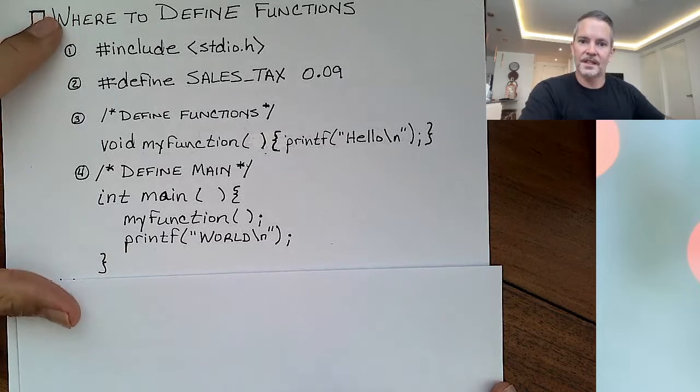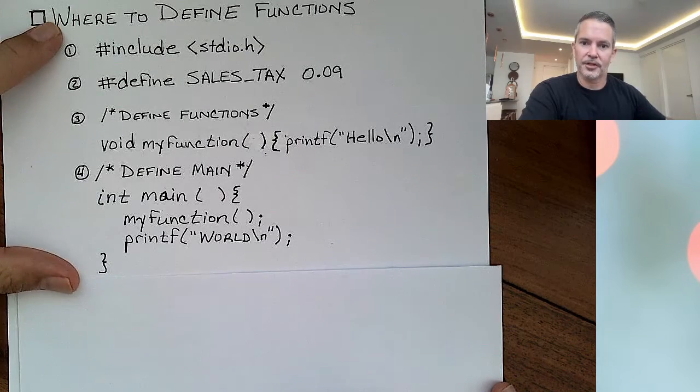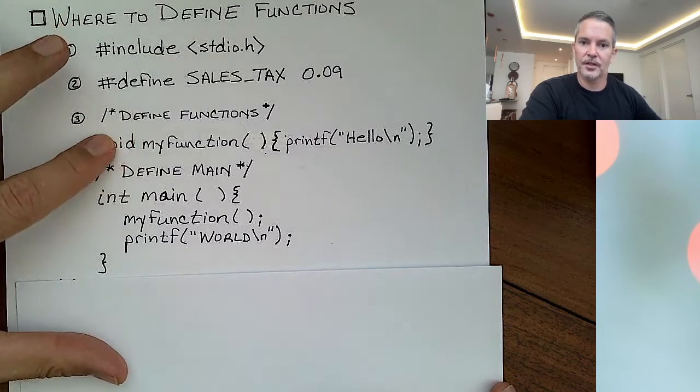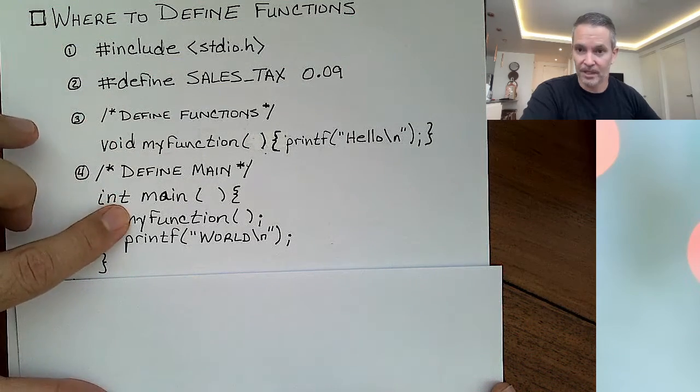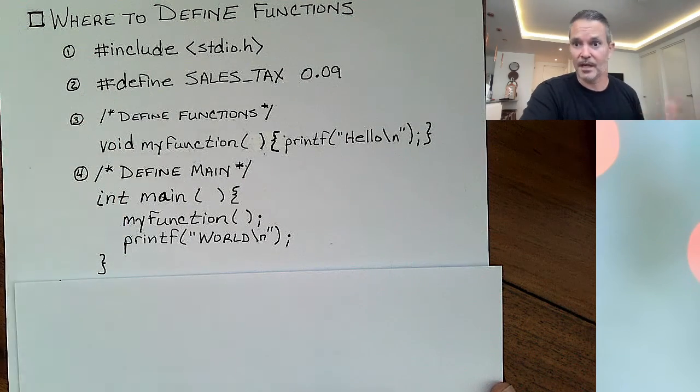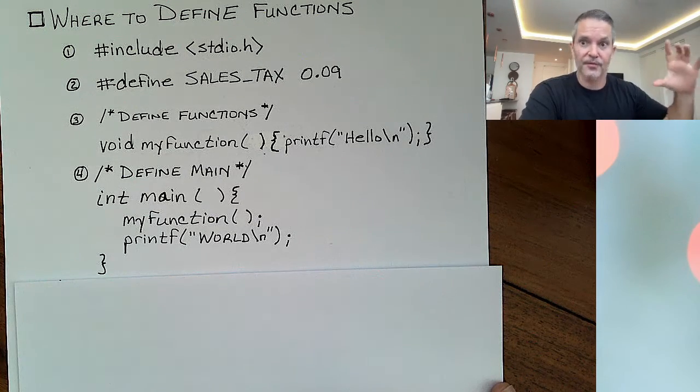Okay, so this is where we define functions. We always define a function before we use it. We can't define it after we use it. The compiler won't know what we're talking about. So we have to define a function before we use it.